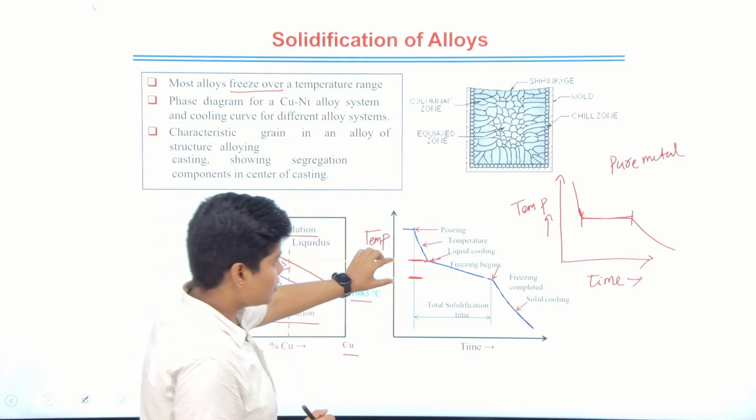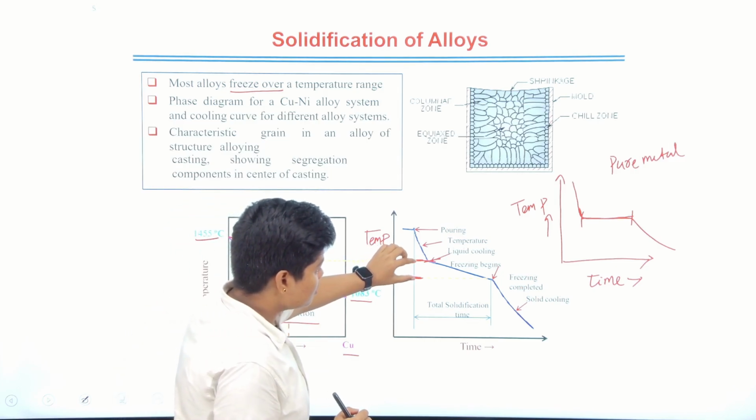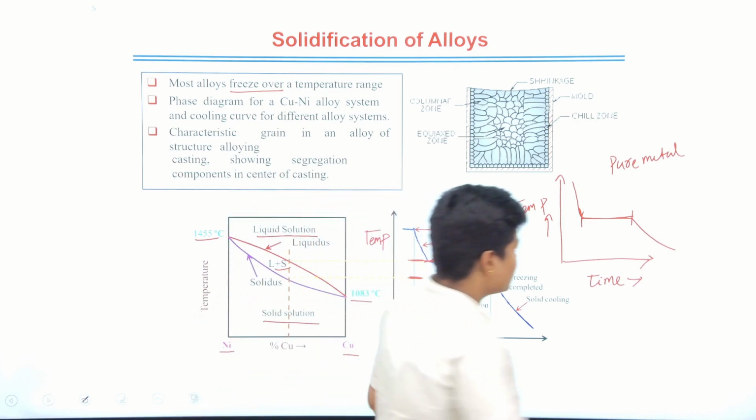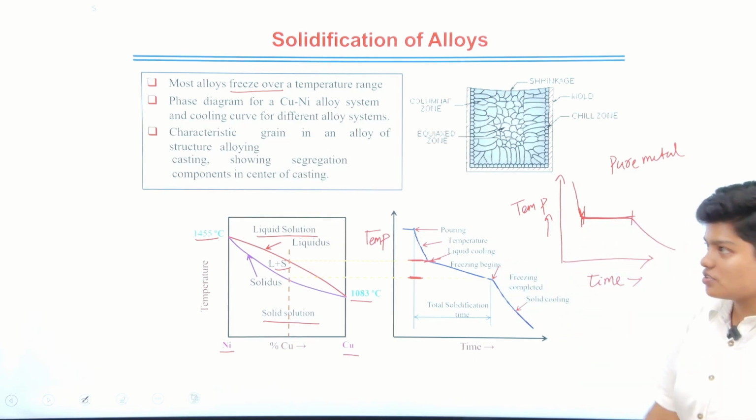In this graph, the solidification process happens over a range of temperature. But in the case of a pure metal, there will be no range, just a sharp decrease in the temperature.